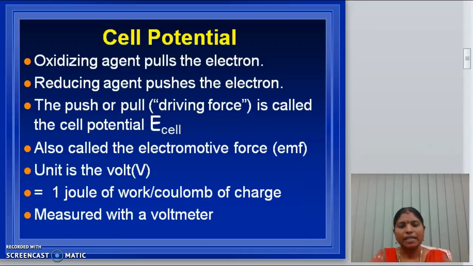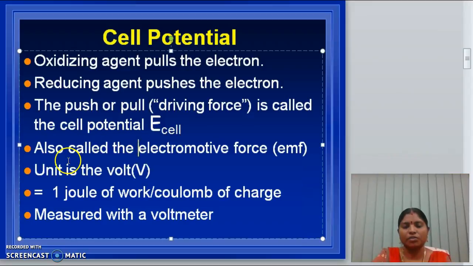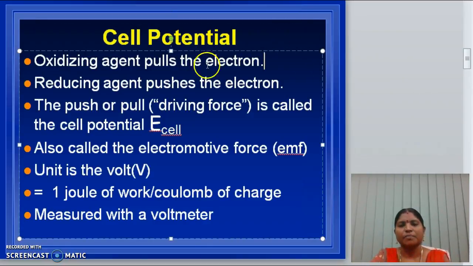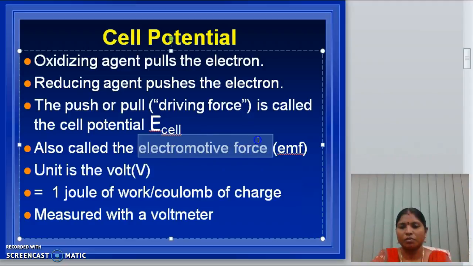Okay. So at each half cell, an electrode potential is developed. That potential is known as electrode potential. So this difference in the potential only drives the electron from the electrode having higher potential to the electrode having lower potential. So electromotive force is the difference in the potential which allows the flow of electrons from the electrode having higher potential to the electrode having lower potential. The unit of this EMF is volt.